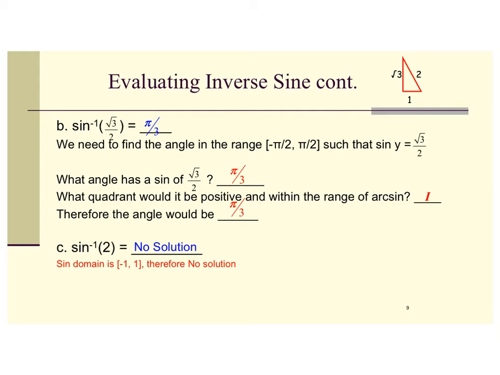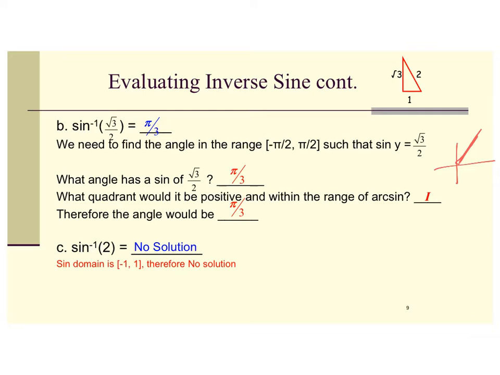All right, to find the inverse sine of root 3 over 2, we need to find the angle in the range from negative pi over 2 to pi over 2, whose sine is positive root 3 over 2. Well, since it's positive, we know it's going to be in this quadrant. What angle has a sine of root 3 over 2? Hopefully we know that it's pi over 3.